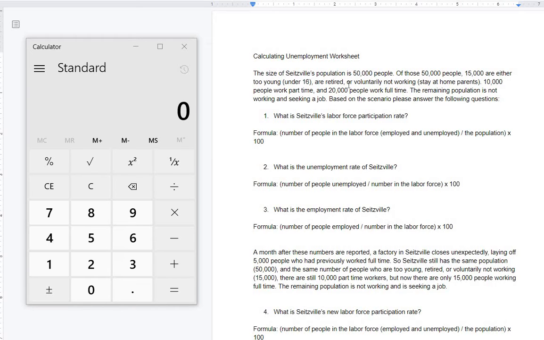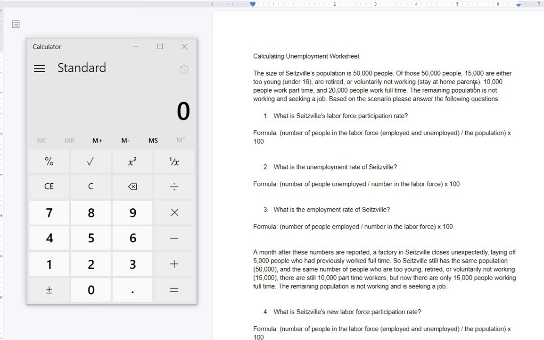So basically at the beginning I give you some key information: the size of the population, which is 50,000. Within that 50,000, 15,000 are either too young or retired or voluntarily not working. So that means that 15,000 people are not going to count in the labor force, because if you watched the video yesterday, the labor force is the number of people who are working and have jobs and the number of people who are unemployed, so people who don't have jobs but are actively seeking that employment.